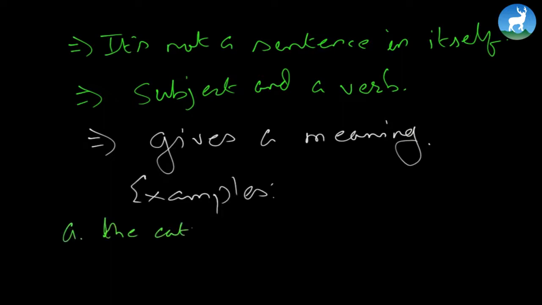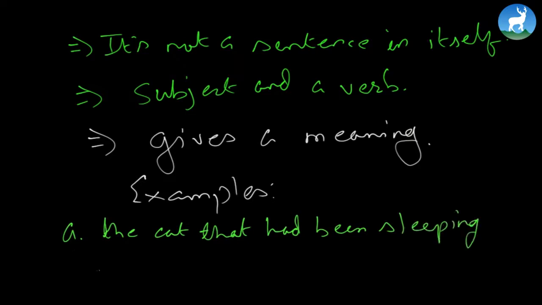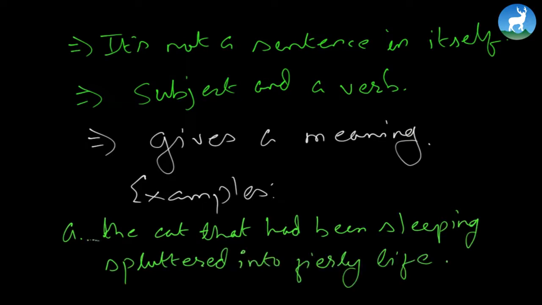Examples. The cat that had been sleeping spluttered into fairy life. And by the way, I will not forget to put the dots at the beginning of the sentence, because this is not the whole sentence. But now, in this example, the cat that had been sleeping spluttered into fairy life.